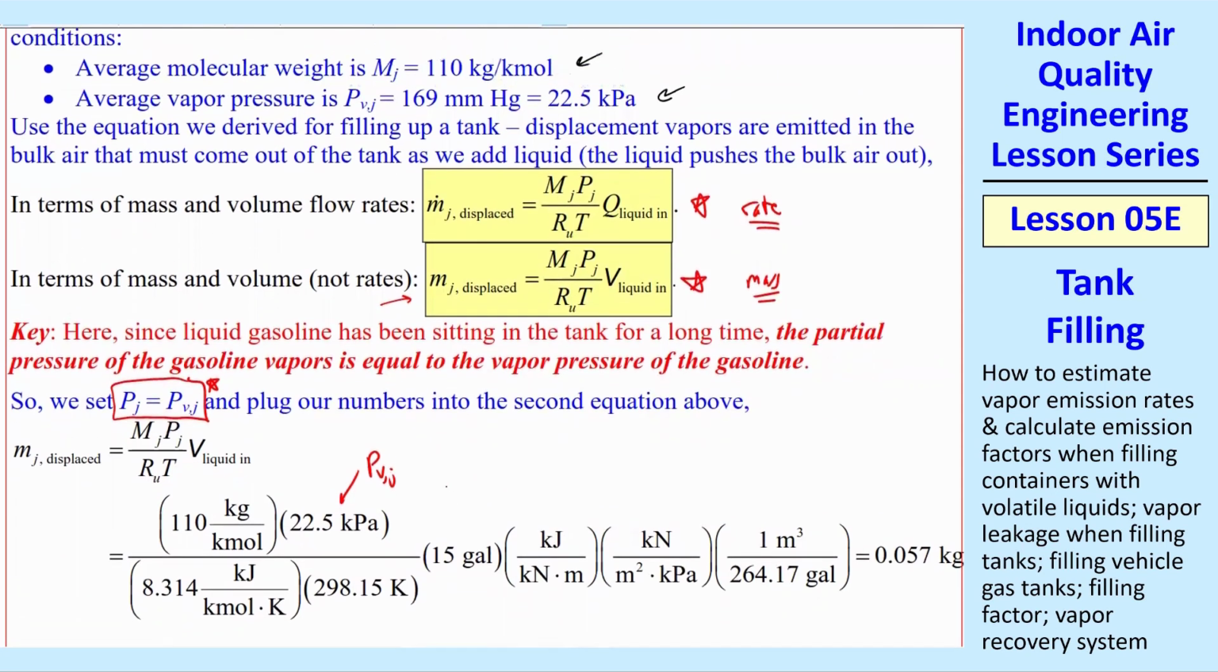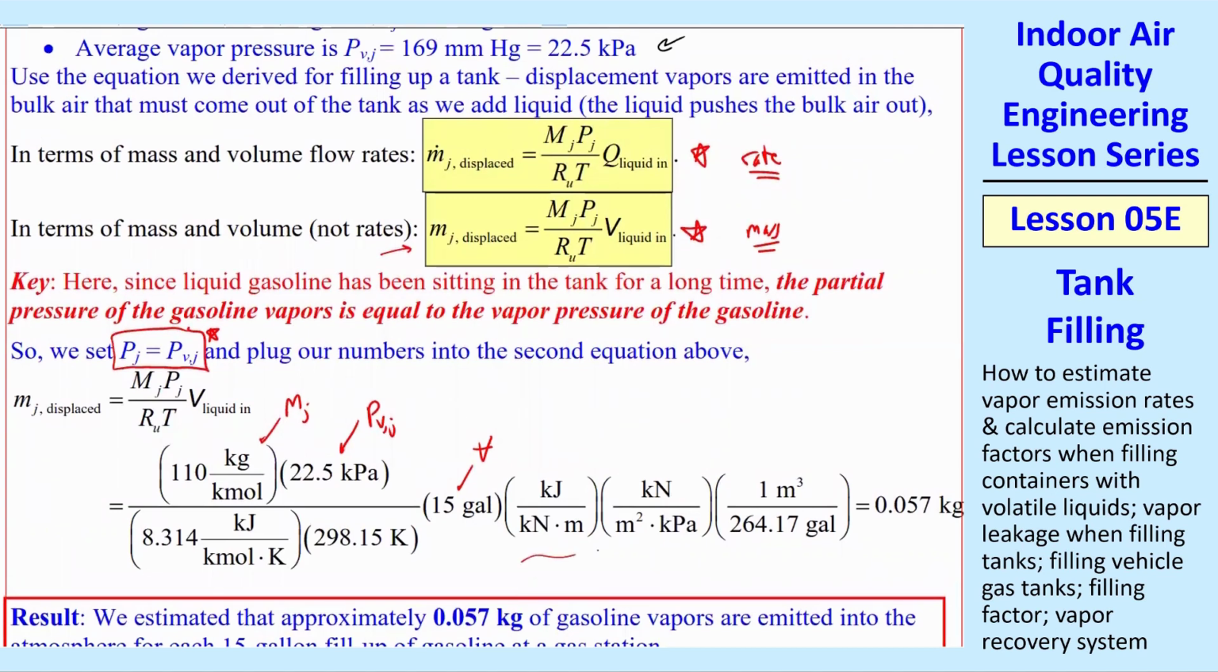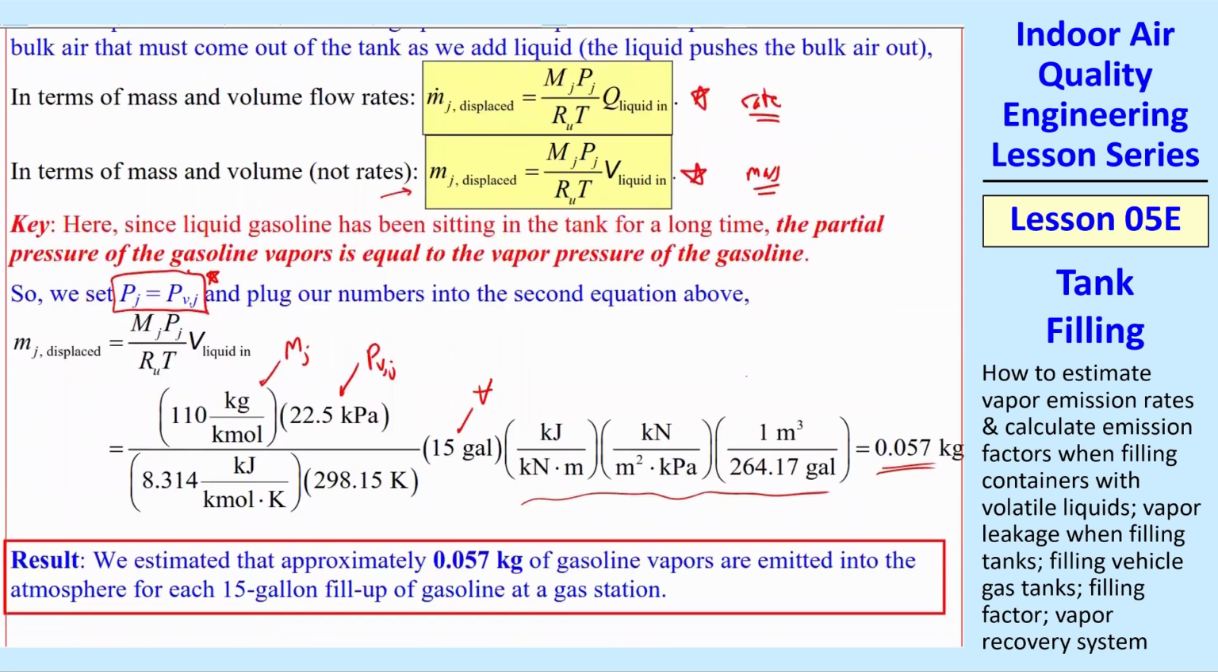And we have our MJ here, and I plugged in my 15 gallons as my total volume. RU, temperature, we're assuming it's SATP. And then all these unit conversions, especially meter cubed to gallons, is a useful one sometimes. And to 2 digits, I get 0.057 kilograms. So we estimated that approximately 0.057 kilogram of gasoline vapors goes into the atmosphere for a 15-gallon fill-up of gasoline.